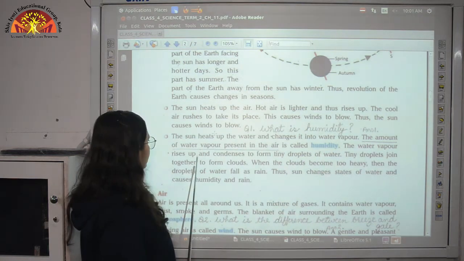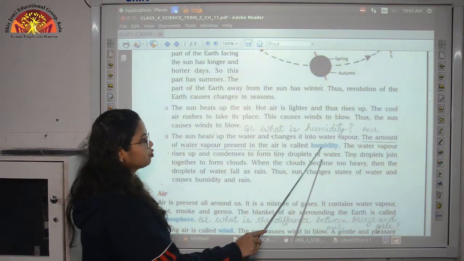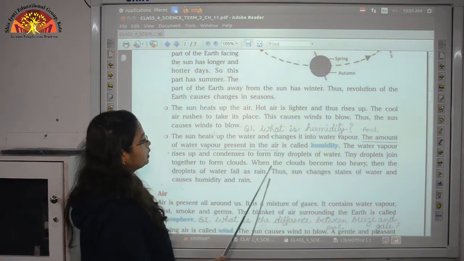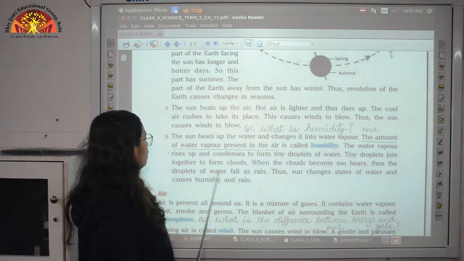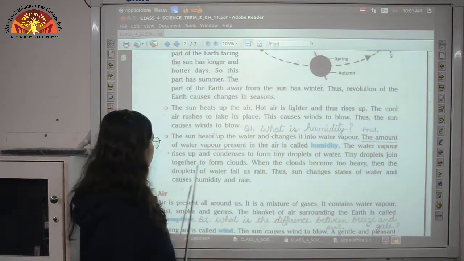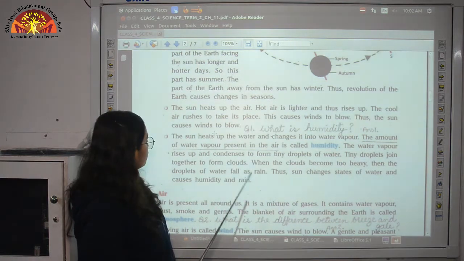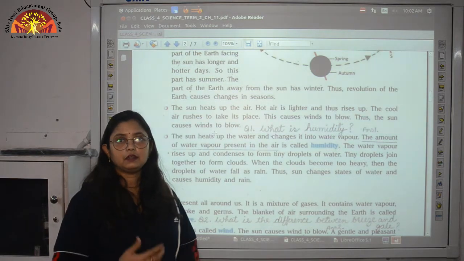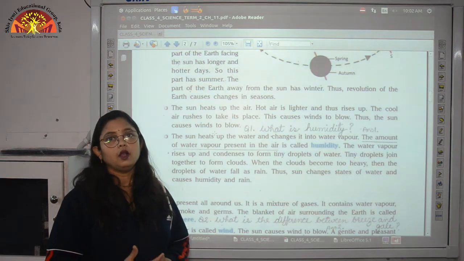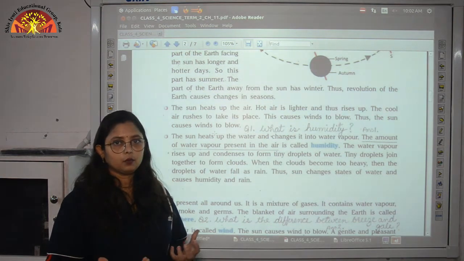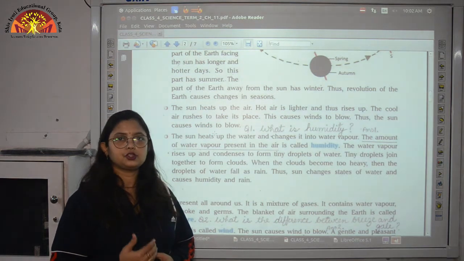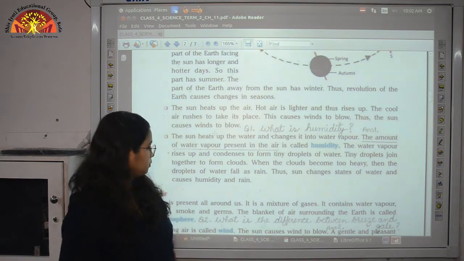So the water vapor which is present in air is called humidity. The water vapor rises up and condenses to form tiny droplets of water. So tiny droplets join together to form clouds. When the clouds become too heavy, then the droplets of water fall as rain. Thus the sun changes states of water and causes humidity and rain. So children, here we have seen how the sun causes different changes in the weather. The sun causes winds to blow, causes humidity in the atmosphere, and causes rain. So all these things happen due to the sun and the air.